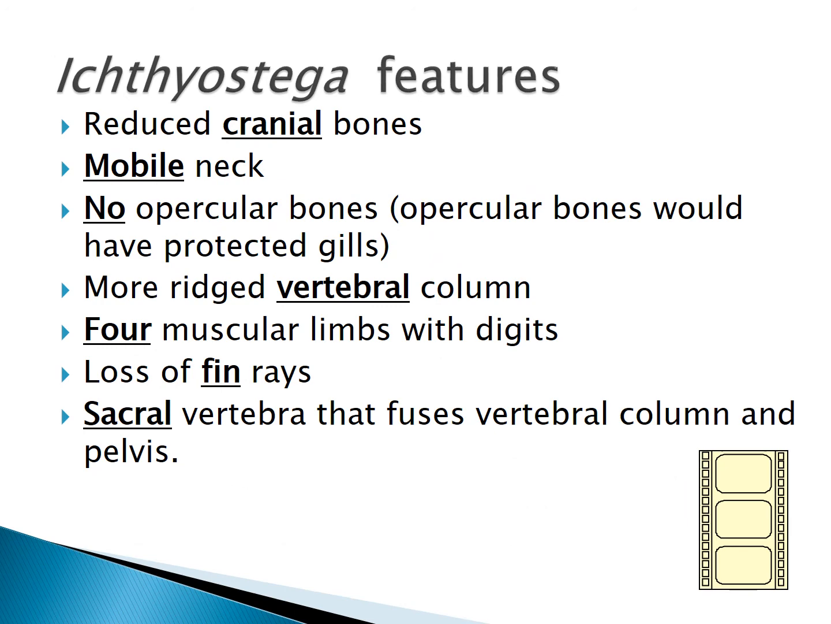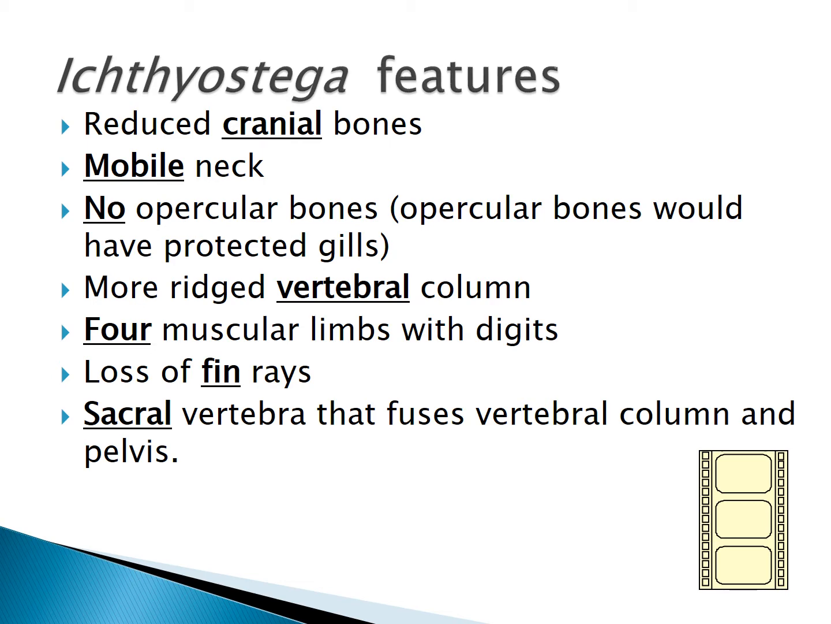And here just lists a few of the differences with these guys and why he can live on land more so than in the water. So the cranial bones are going to be smaller and lighter so that his head's not as heavy when he's out of the water. He has a mobile neck, meaning he can move his head. There's no opercular bones, and that's because he doesn't have gills. He's actually going to have lungs. Opercular bones, remember, those are the protective covering of fish gills.